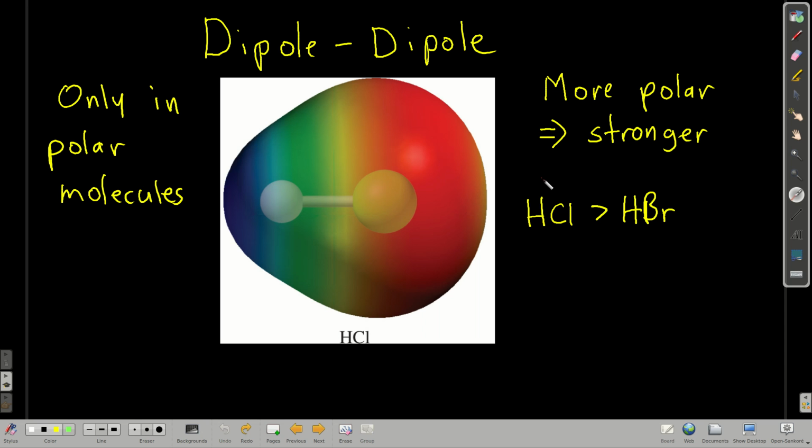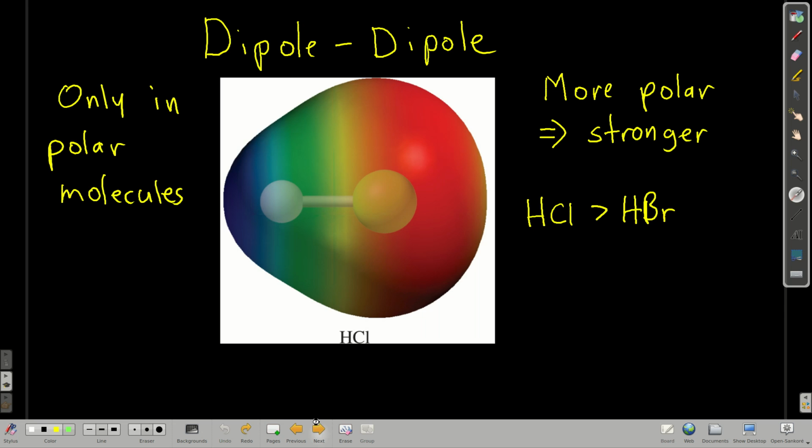And this is a stronger intermolecular force than dispersion forces are. And amongst molecules that have dipole-dipole intermolecular forces, the more polar that molecule is, the stronger those dipole-dipole forces would be. So hydrogen chloride, we would expect to have stronger dipole-dipole forces than hydrogen bromide, because there's a greater difference in electronegativity between chlorine and bromine than there is between bromine and hydrogen. What did I say? Chlorine and hydrogen here.